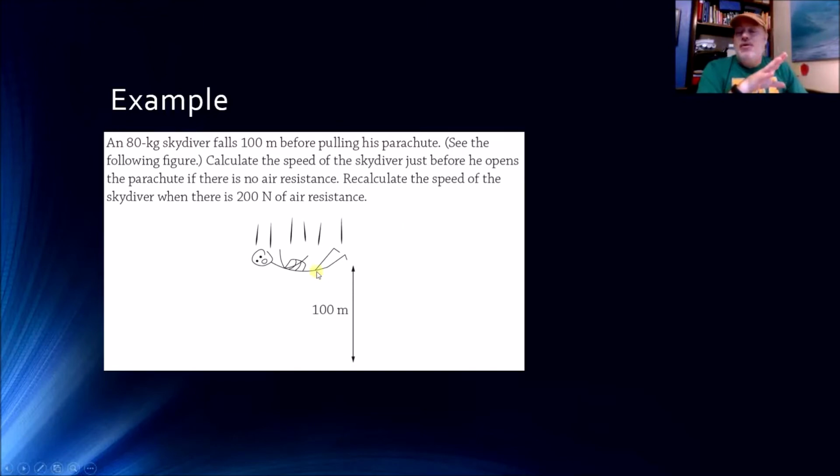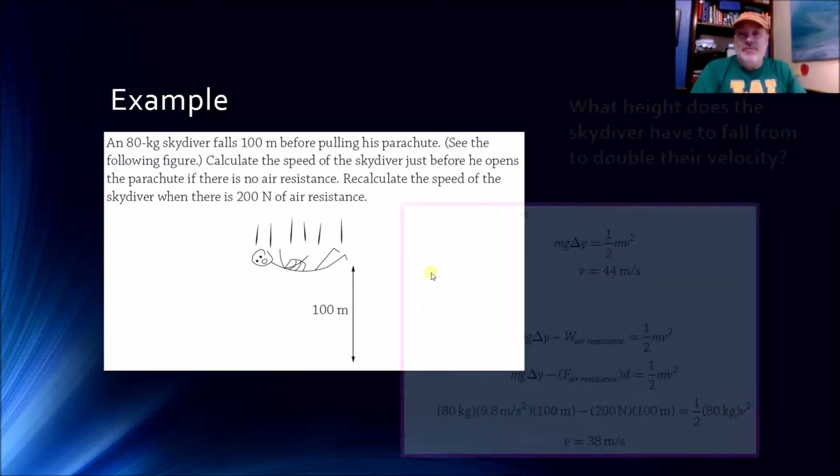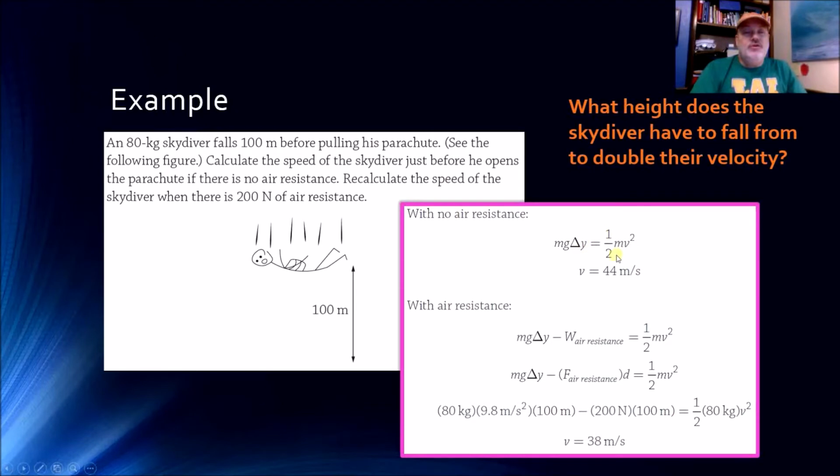Okay, so what's our system? Our system would be, how about skydiver and Earth? So we're starting with potential energy here. We're having kinetic energy here. And I'm going to call this my zero height down here. So we should have potential turning into kinetic. If there's no air resistance, then there should be no work done because gravity is included inside of our system. So we would get potential turns into kinetic, and they'd be going 44 meters per second. Notice their mass cancels out.